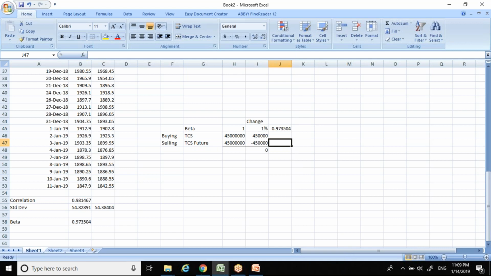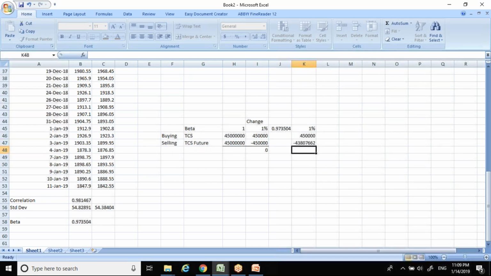Now, this means the future contract will move less if there is a change of 1%. So let's suppose there's a change of 1%. In that situation, if the beta is like 0.97 point something, now what will happen? If the price moves, this multiplied by the price change, the future contract will move less. So in this situation, this is not perfectly hedged.